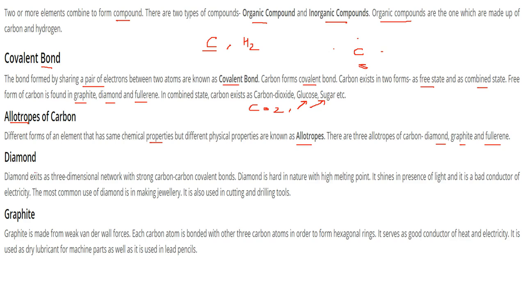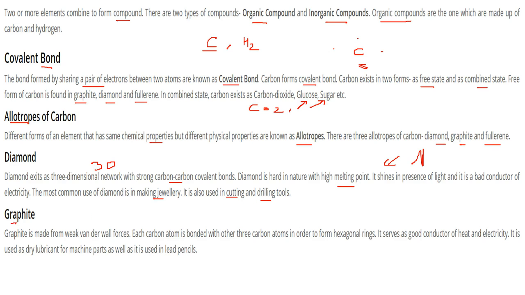Diamond exists as a three-dimensional network with very strong carbon-carbon covalent bonds, and diamond is quite hard in nature and has a high melting point. It is used as a jewelry material, as it has a lot of luster and shines very well, but it is a bad conductor of electricity. The most common use of diamond is jewelry, and because it is hard, it is used in cutting and drilling tools.